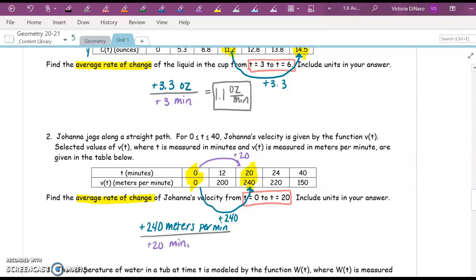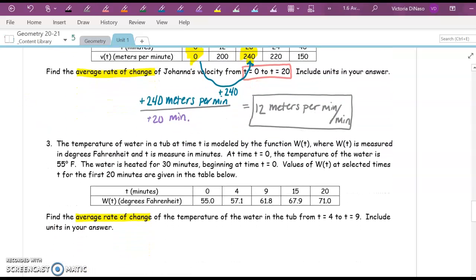We have minutes. So in our calculators, we're going to reduce our fractions. We have 240 divided by 20, and we get 12. So we have 12 meters per minute over minute. So you can write it as a line straight across, or in this one I put it almost like a backslash.